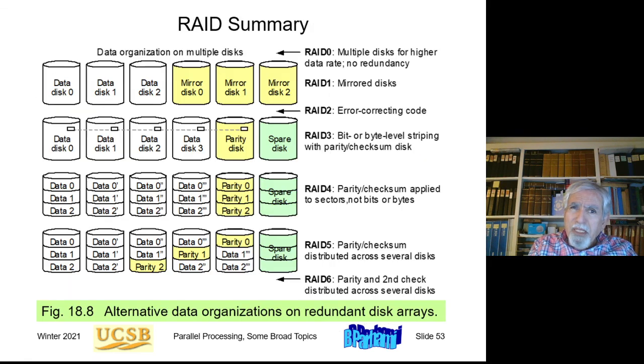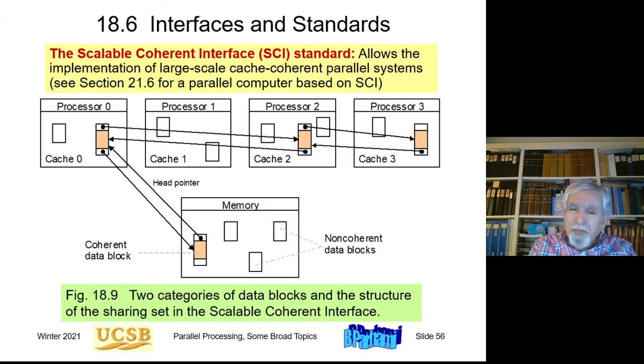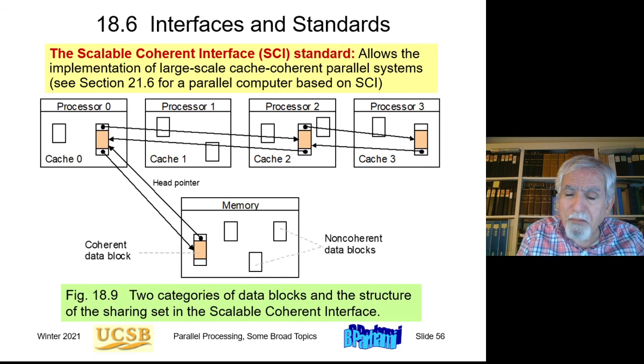Okay, so I'm going to skip all these. If you are interested in more detail here, you can read on your own. Also, in my course on dependable or fault-tolerant computing, I discuss RAID in more detail. So, I'm going to skip section 18.6 because some of this, again, was discussed in our discussion of shared memory. And therefore, this brings us to the end of the course, Parallel Processing, ECE 254B.